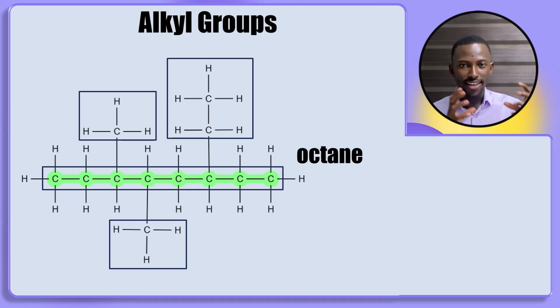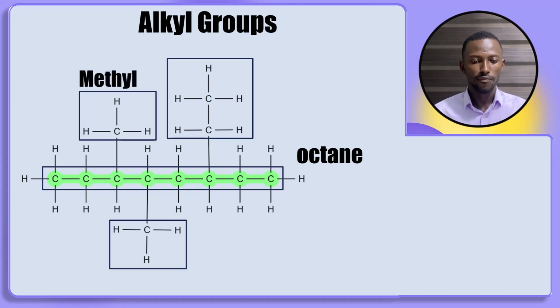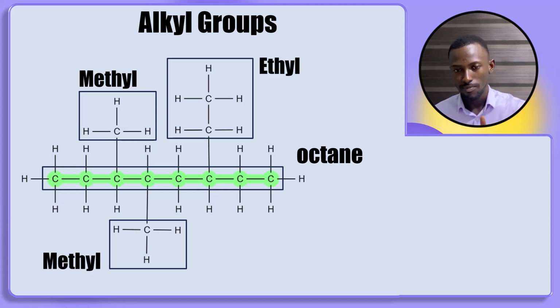But if a side group happens to have carbon and hydrogen atoms, that side group is not just a normal side group. It's known as an alkyl group. Why is it called an alkyl group? We'll look at it in a second. The first alkyl group we have here is methyl, and this is also methyl, but the third one is ethyl. But how do we come up with the names of the alkyl groups?